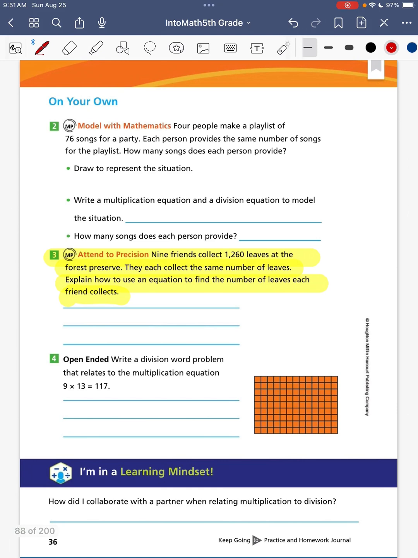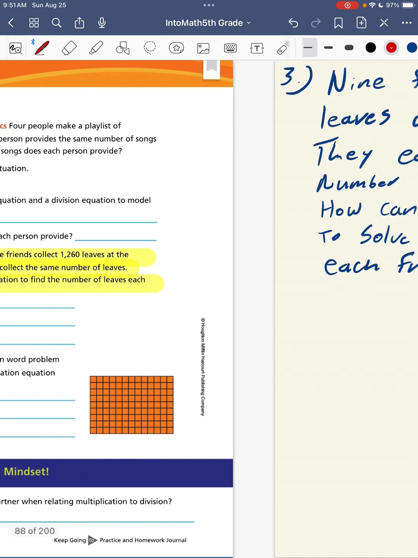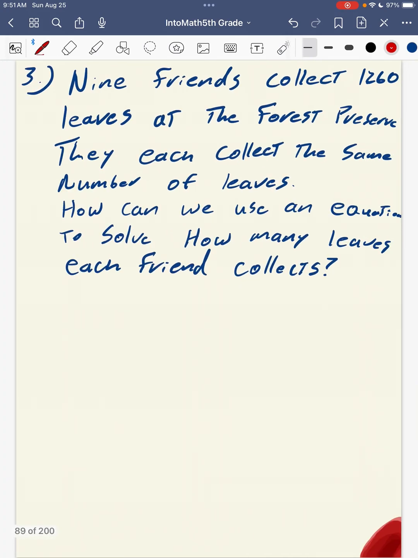Moving on now to page 36. Today we are only going to work together on question number 3. 9 friends collect 1,260 leaves at the forest preserve. They each collect the same number of leaves. How can we use an equation to solve how many leaves each friend collects?